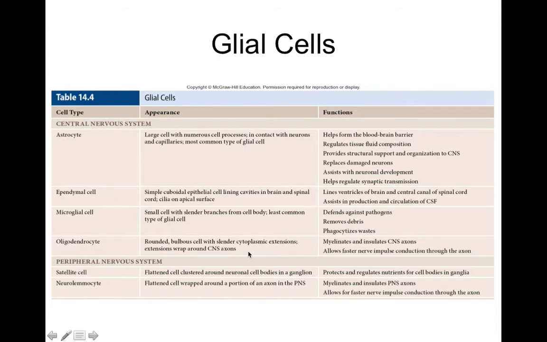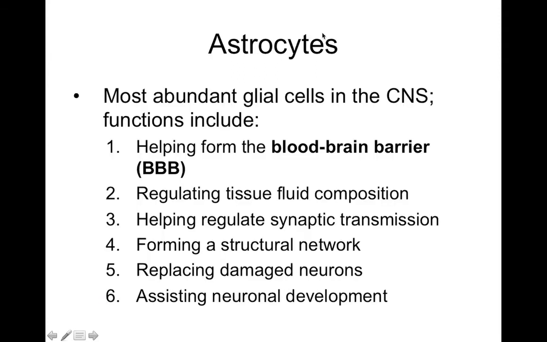Oligodendrocytes make myelin in the central nervous system. So the myelin sheath is what wraps axons, and it acts as a really good insulator, which helps increase action potential speed. Now, the peripheral nervous system has satellite cells and neurolemmocytes, which we'll talk about in a little bit. So the astrocytes are the ones that look like stars, right?